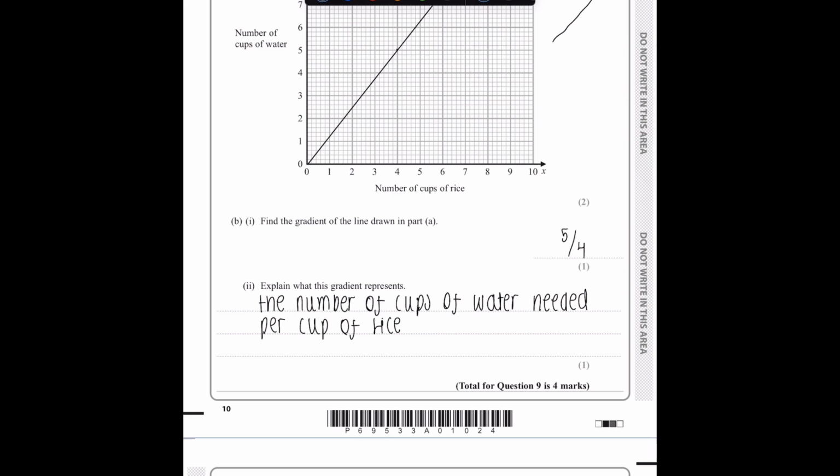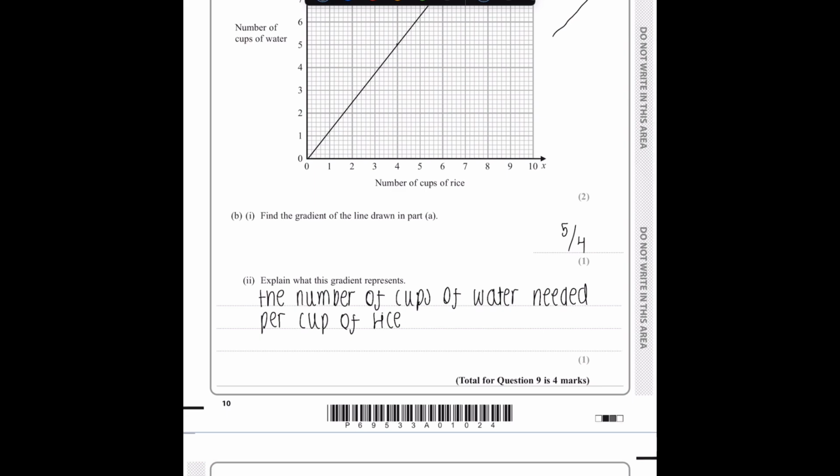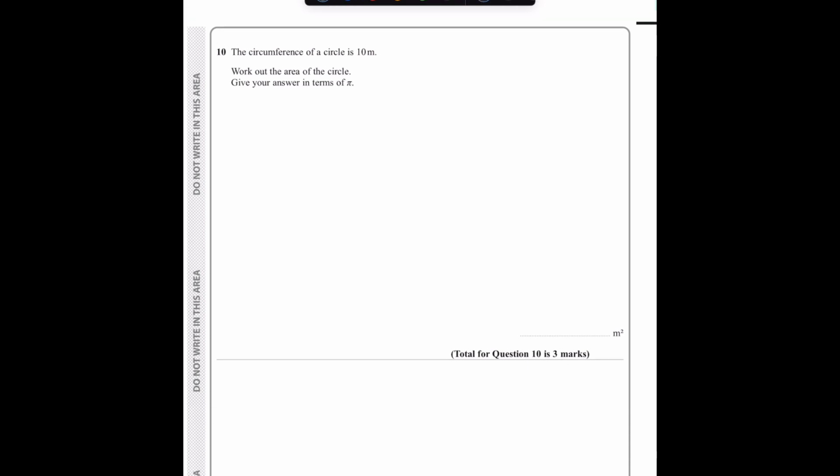And that answers the second part of part B. Moving on to question 10 now. Question 10 is a circumference question. So the circumference of a circle is 10 meters. Work out the area of this circle. Give your answer in terms of pi.